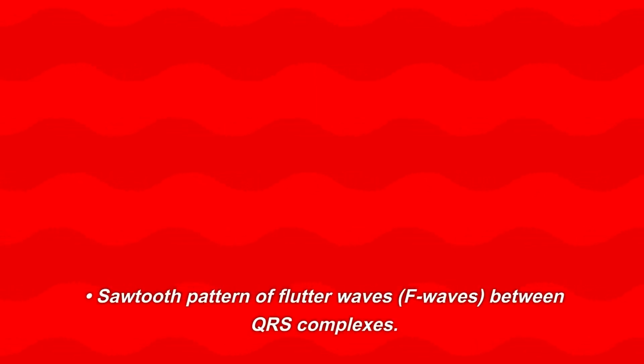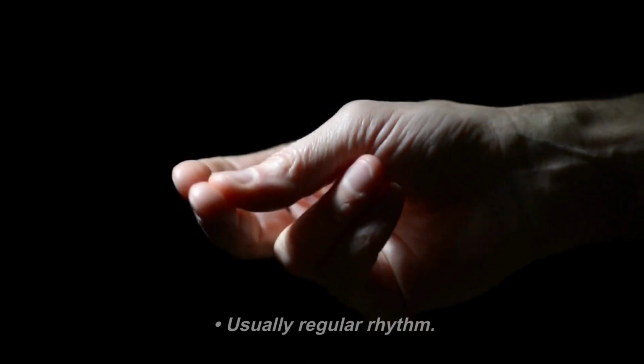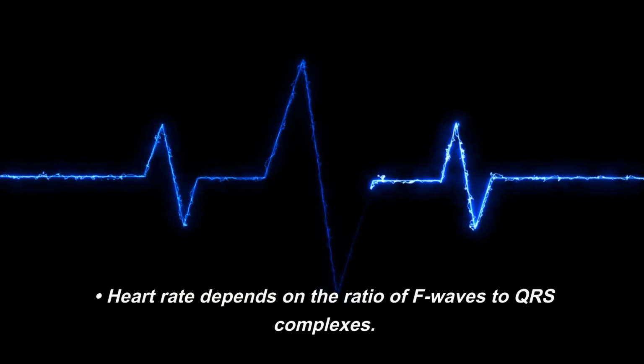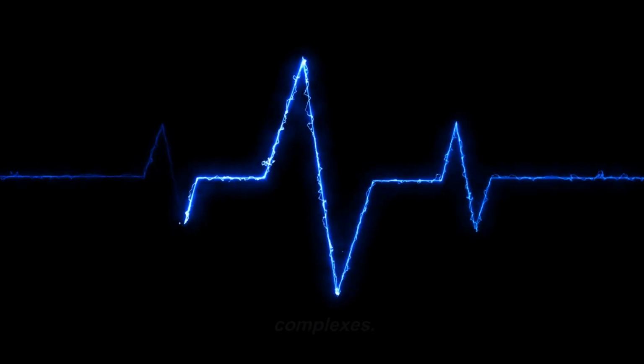Atrial flutter. 1. Characteristics. Sawtooth pattern of flutter waves, F waves, between QRS complexes. Usually regular rhythm. Heart rate depends on the ratio of F waves to QRS complexes.